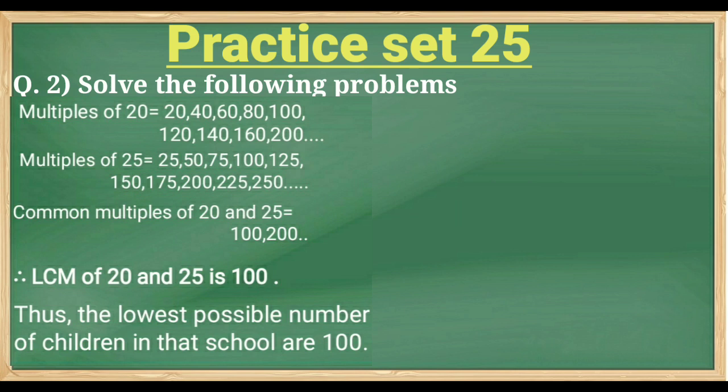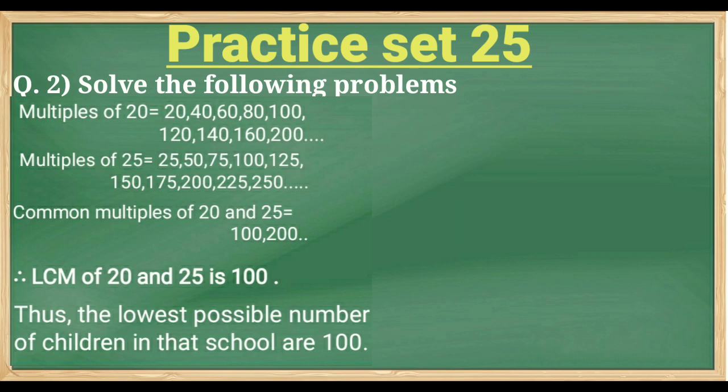Now 100 being the first common multiple of 20 and 25 will also be the least common multiple of 20 and 25. Thus, it leads us to the answer, that is, the LCM of 20 and 25 is 100. Therefore, the lowest possible number of children in that school is 100.